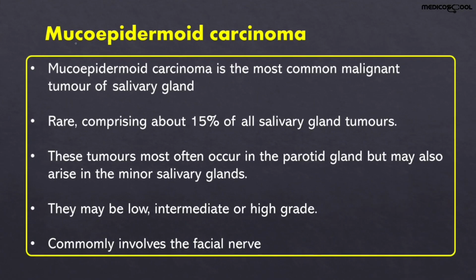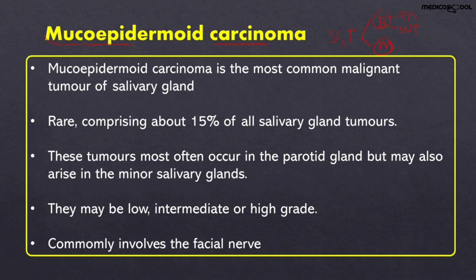Bismillahirrahmanirrahim. So today we are going to discuss Mucoepidermoid Carcinoma. We have already discussed that salivary gland tumors are classified into two types, benign and malignant. For the benign tumors, we have already discussed the pleomorphic adenoma and the Warthin tumor. And the most important and most common malignant tumor is the Mucoepidermoid Carcinoma.